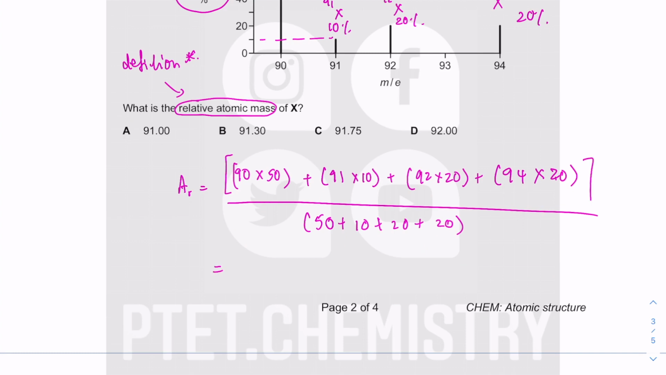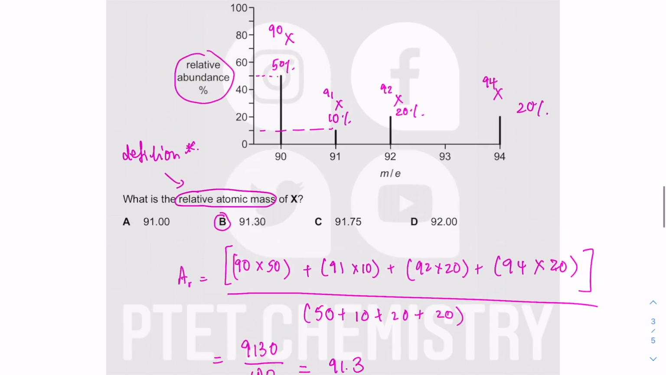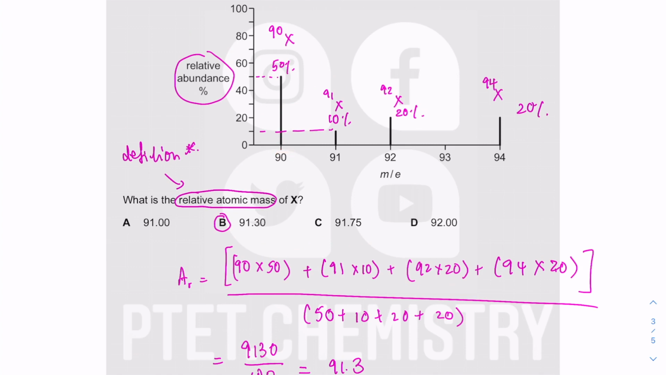If you are doing this kind of calculation, make sure you use brackets carefully and do your calculation this way first instead of putting everything into your calculator. So 90 times 50 plus 91 times 10 plus 92 times 20 plus 94 times 20. So I got 9130 and I got 100% at the bottom. So that will give me 91.3. Okay, so the only one which matches what I have gotten is 91.30. So that is the relative atomic mass, which is the average mass, and it lies somewhere in between the lowest value and the highest value of the mass. Okay, so it makes sense then.